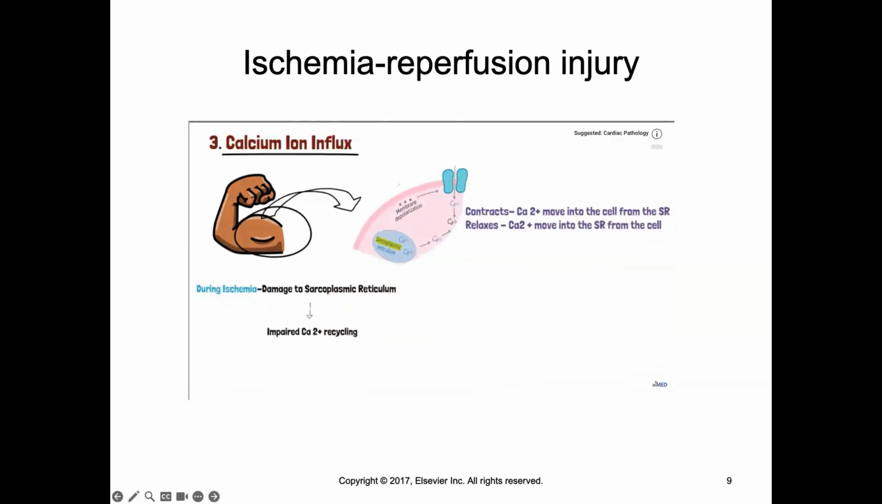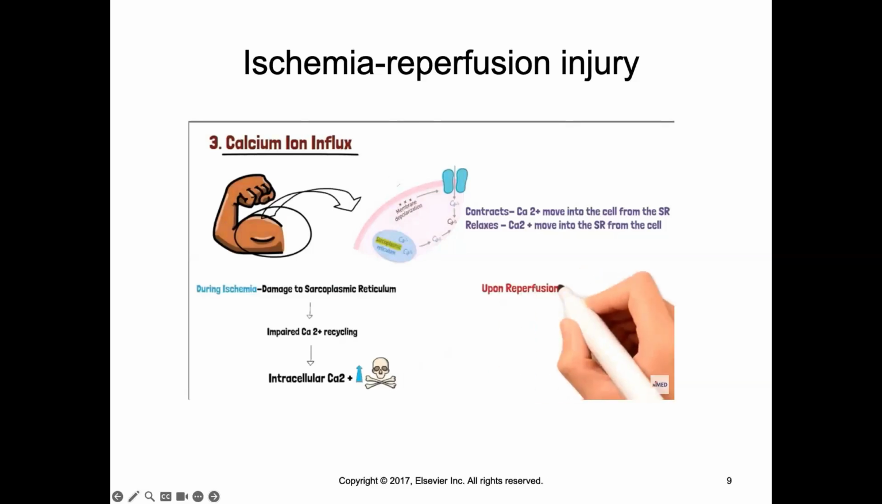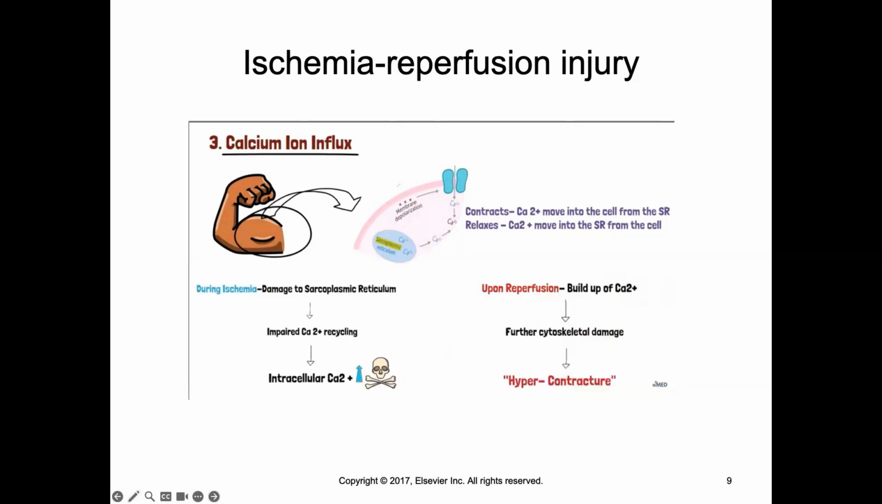This prevents the calcium ions from moving back into the sarcoplasmic reticulum, ultimately increasing the intracellular calcium ion concentration to toxic levels. Upon reperfusion, that buildup of calcium ions will cause further cytoskeletal damage, and that would result in the heart being in a state called hypercontraction. This means that area of the heart would get stuck in a fully contracted state without relaxing.